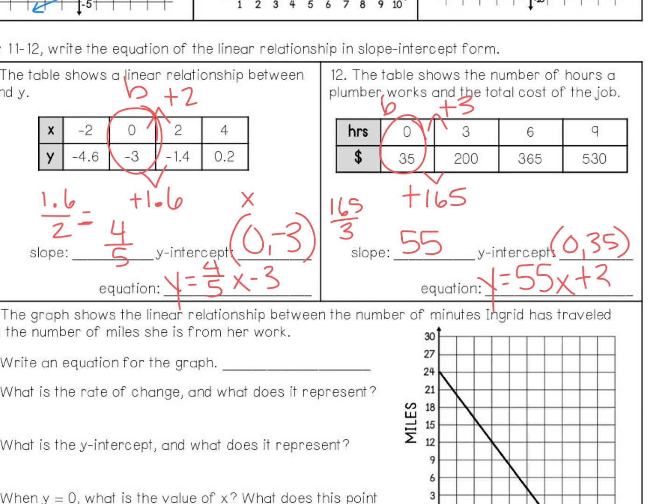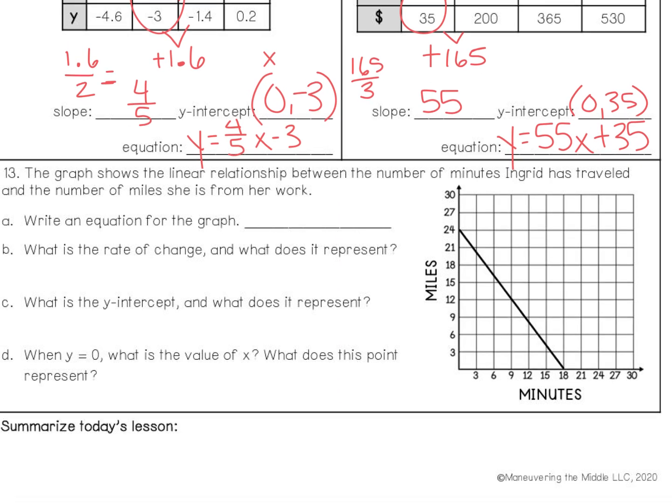55x plus 35. Guys, remember, if they give you an equation and they ask you for the slope, I'm only asking for that coefficient, that number. Don't put the x on it. Slope is just that coefficient.